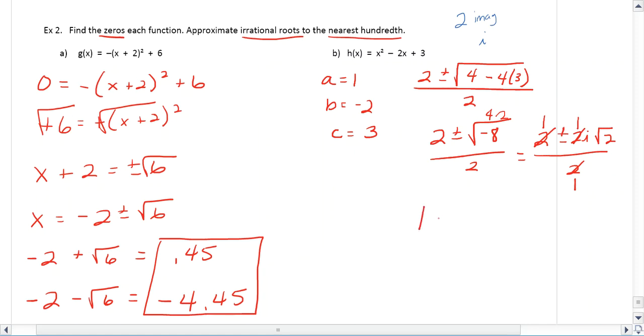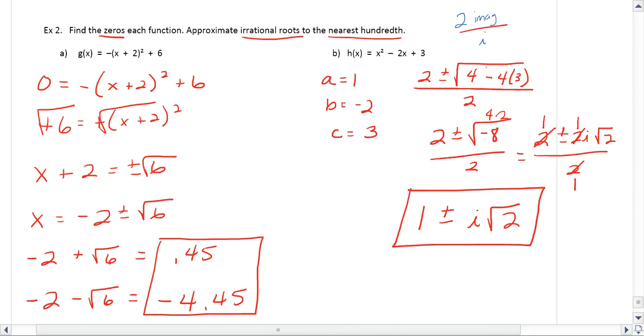So the final answer is 1 plus or minus i square root 2. Now this one is imaginary. This isn't an irrational number, so I cannot approximate this to the nearest hundredth. So that's it. That's all I can do. And that fit in with what I saw on the graph, not crossing the x. We knew we were going to have two imaginaries.